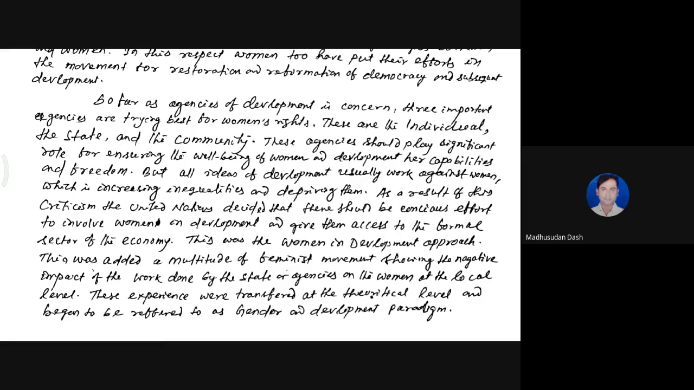How they will be involved in the mainstream of national life, in every walk of life. That is the main object of this particular study.